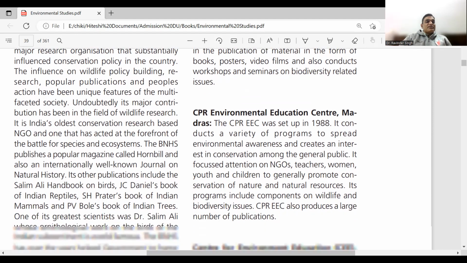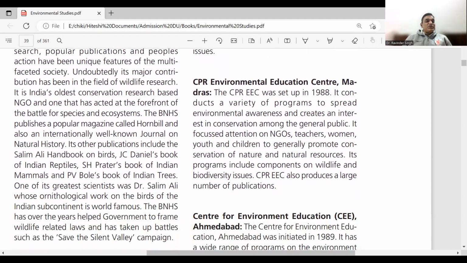It is India's oldest conservation research-based NGO and one that has acted at the forefront of the battle for species and ecosystems. The BNHS publishes a popular magazine called Hornbill and also an internationally well-known journal on natural history. Its other publications include the Salim Ali Handbook on Birds, J.C. Daniel's Book of Indian Reptiles, S.H. Prater's Book of Indian Mammals, and P.V. Bole's Book of Indian Trees.